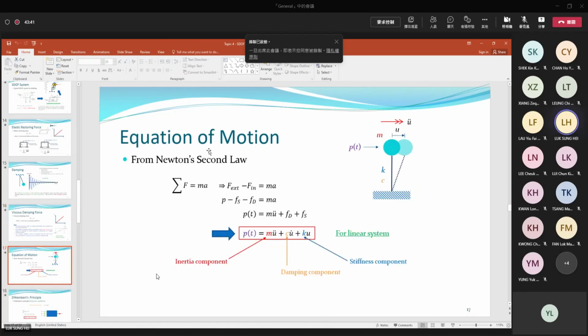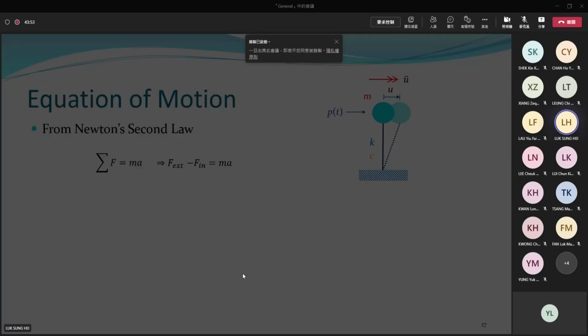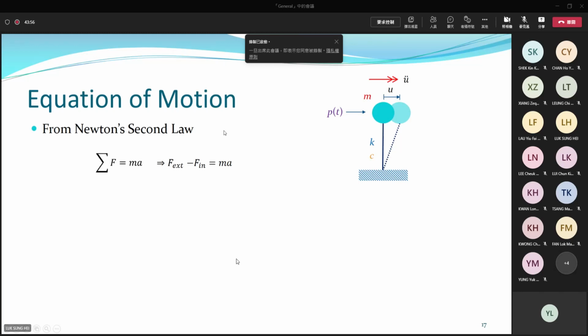Last time I think I stopped here, at the equation of motion. This is the governing equation for a single degree of freedom system. Maybe today we start from here again. Newton's law. You can use Newton's law to derive the equation of motion for our dynamic systems. Newton's law tells us one thing: net force is equal to mass times acceleration. Net force is equal to external force minus internal force.